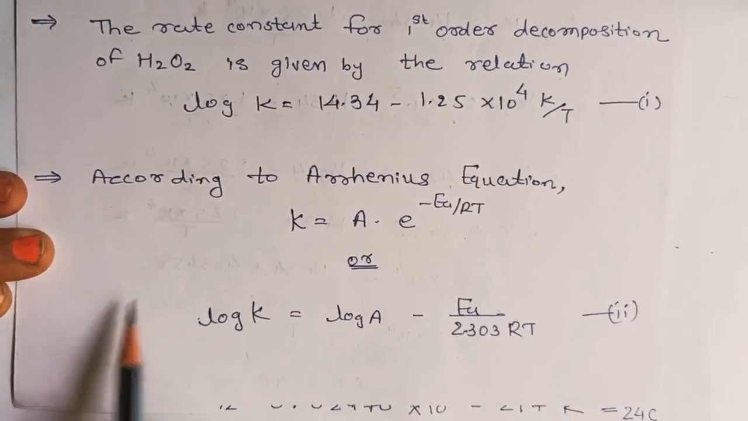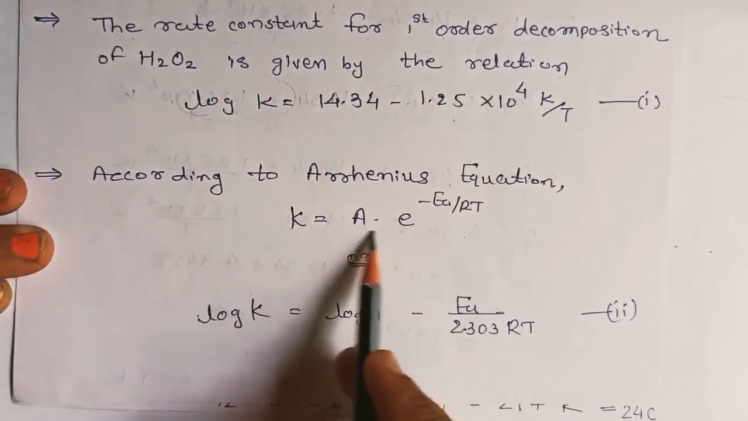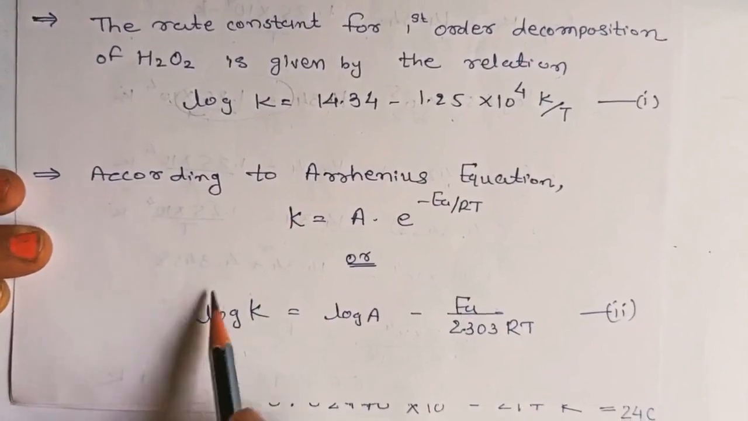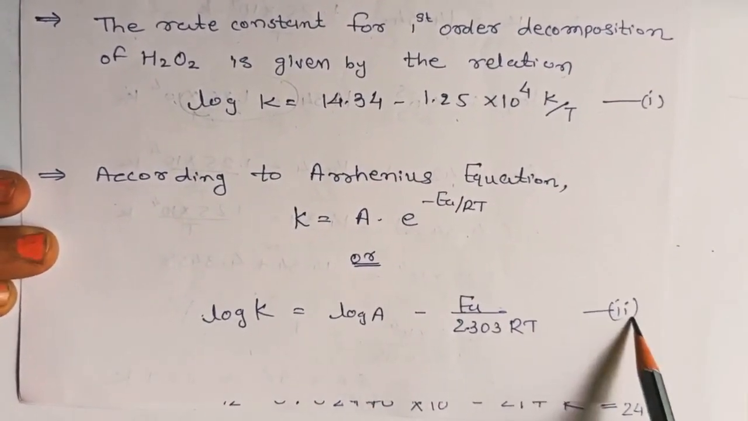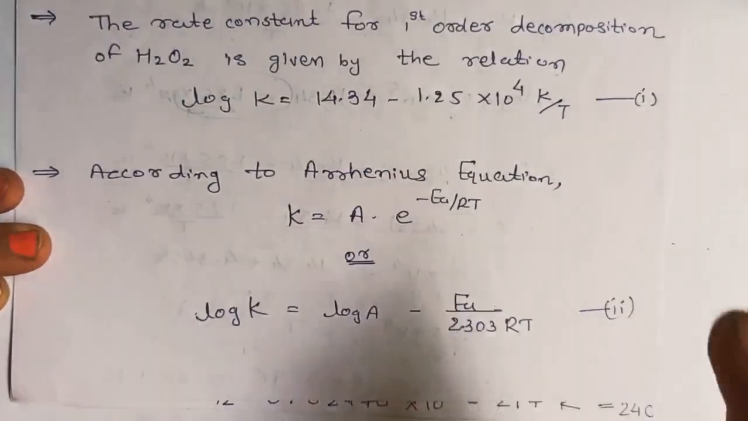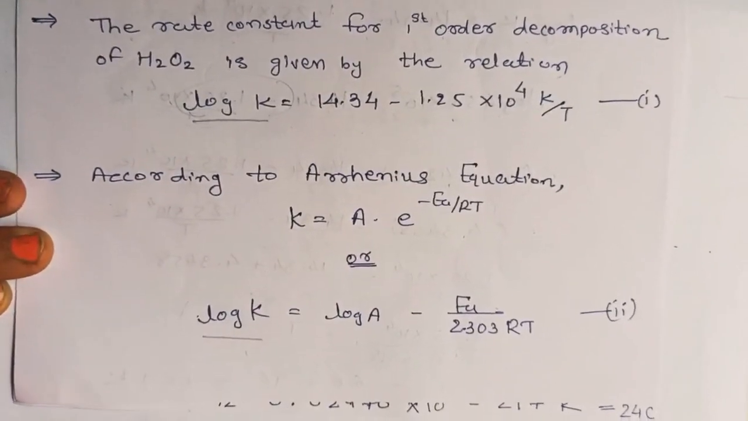Why did we take this equation? Because here also something is given according to log k. So we convert that Arrhenius equation in the form of log k, and give it equation number 2. So we can compare that whole equation, that is the log k. Here you can see the log k.